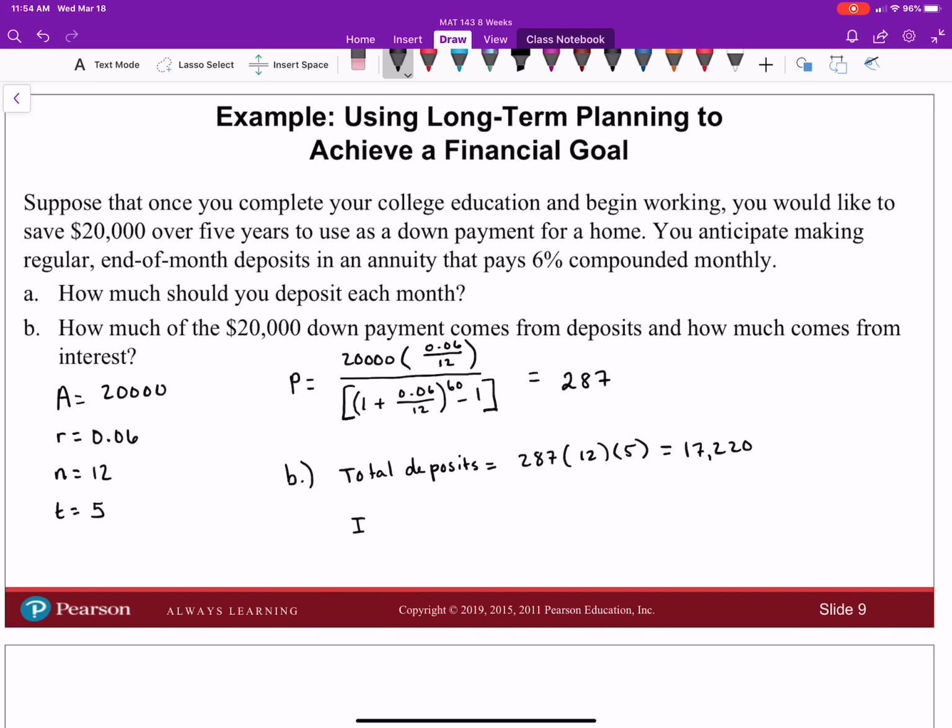Now, interest is equal to your $20,000 minus the $17,220. When we put that in the calculator, you get $2,780. So we find out the total deposits and we find out the amount of interest that will be accrued or paid.